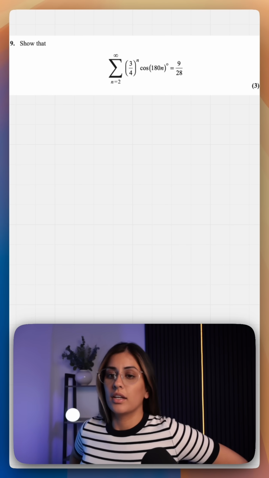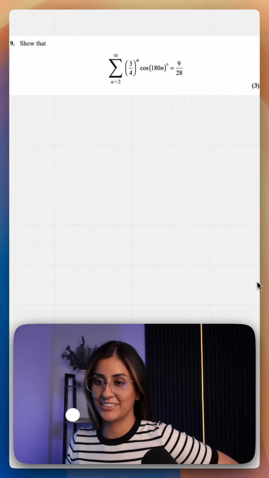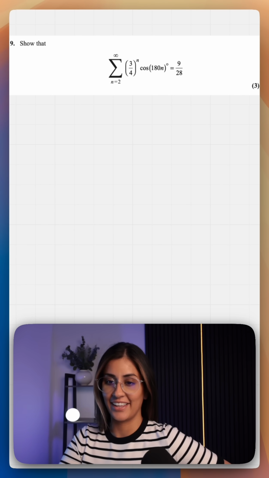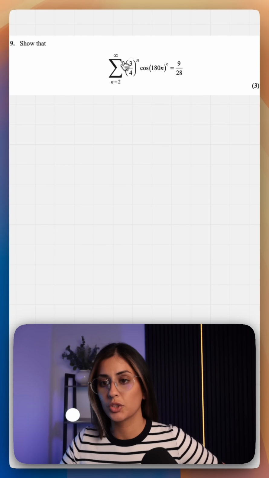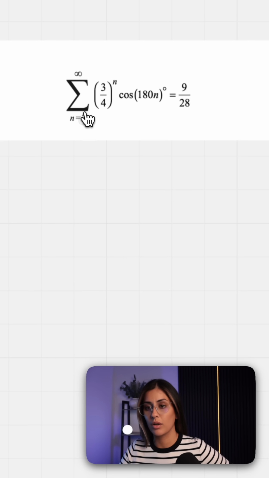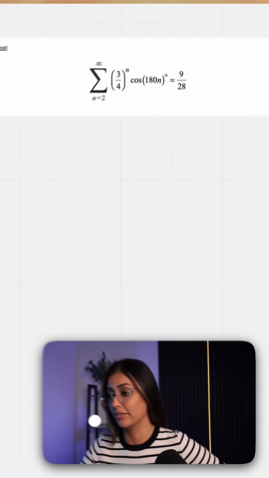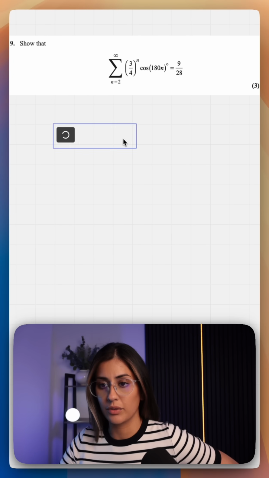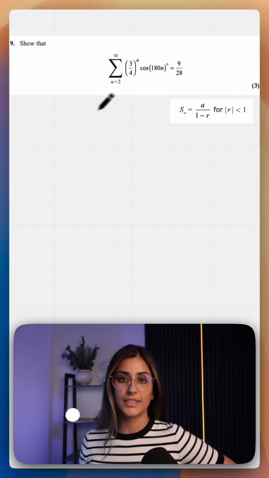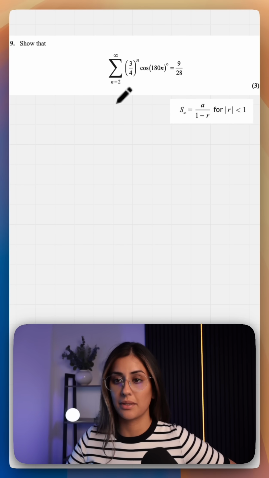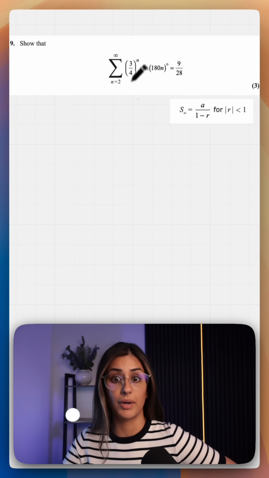Sigma notation sucks. So let's do this question together. I'm going to show you how to break this down into steps. We want to show that the sum from n equals 2 to infinity of this entire expression is equal to 9 over 28. There is a formula that you're given in your formula booklet, which we can use to work through this. I've stated this in another video. But there is a step-by-step method we can use to break this down.